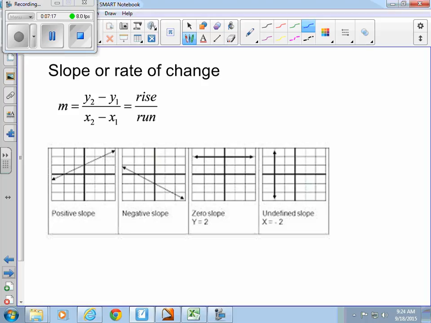If it's horizontal, and we learned this on the last test, in fact you were tested for this already, a horizontal line has a slope of 0, and a vertical line has an undefined slope. So write those down. A positive slope goes up to the right, negative slope down to the right, 0 slope is horizontal, undefined slope is vertical.